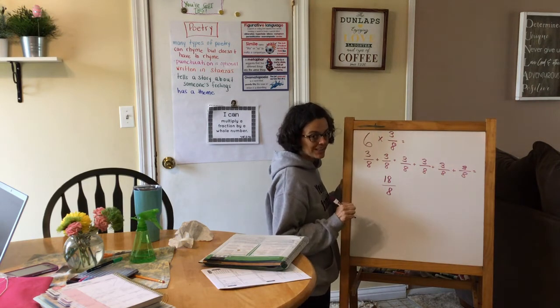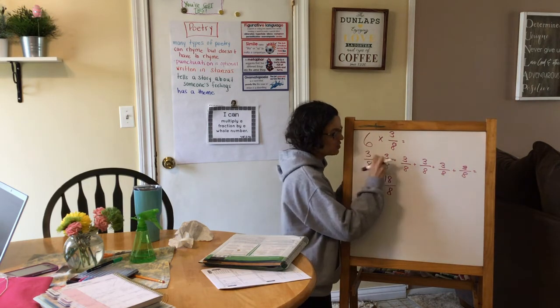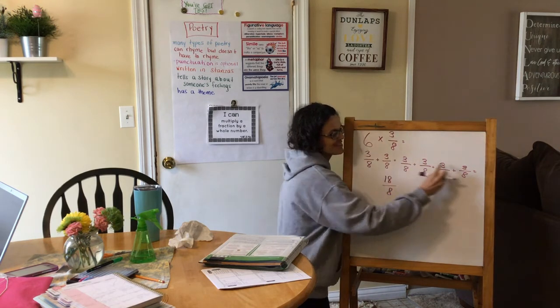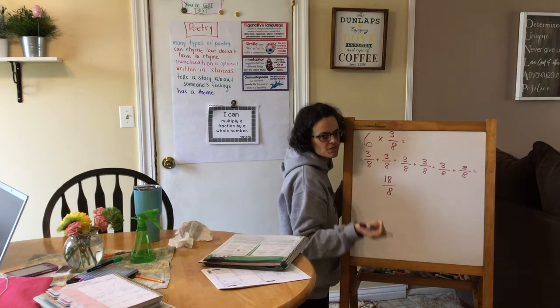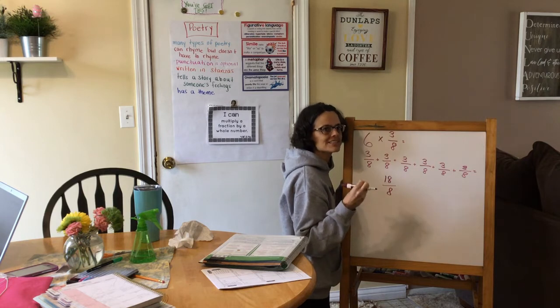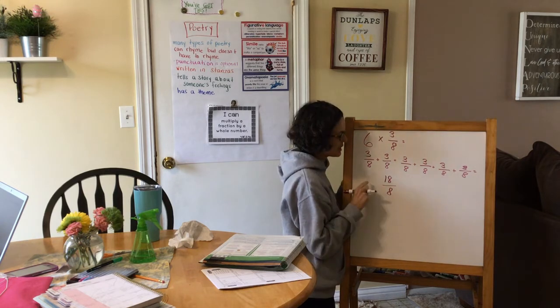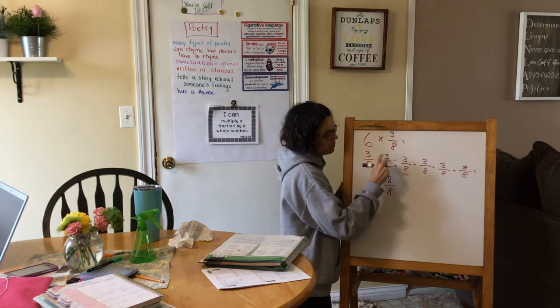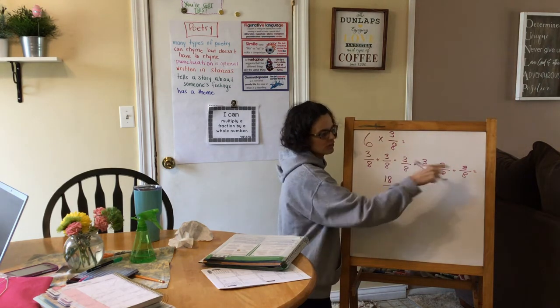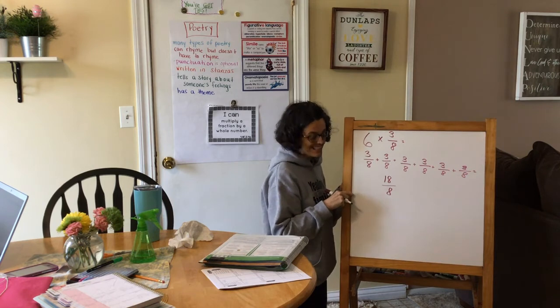Let me give you a little bit of a hint here. If you focus on just your numerators, there are 6 of them. You have 6 groups of 3. So think of it as 6 times 3 is 18. A little shortcut there, okay? Or you can just add them up. 3 plus 3 is 6, 6 plus 3 is 9. You can do that until you get 18. You should have gotten 18 eighths.